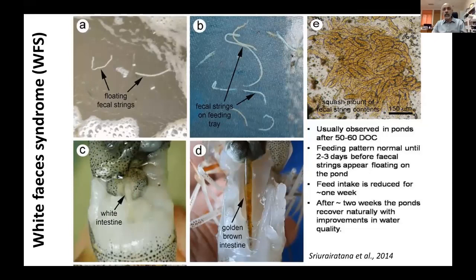retarded growth, or in some cases other syndromes. The name itself implies the production of white feces, and even in the pond water you can see the white feces floating in the aquaculture pond.